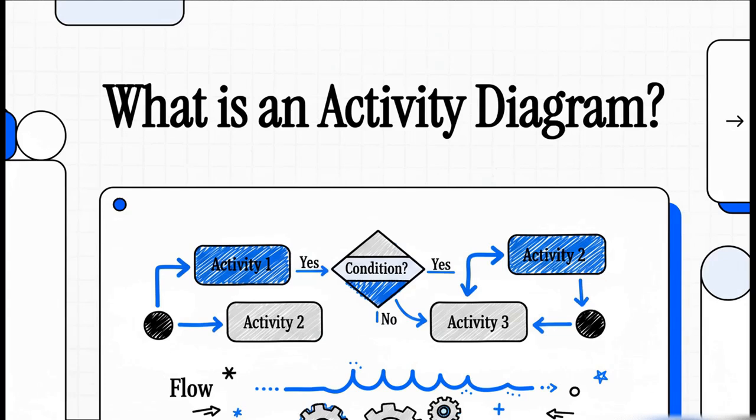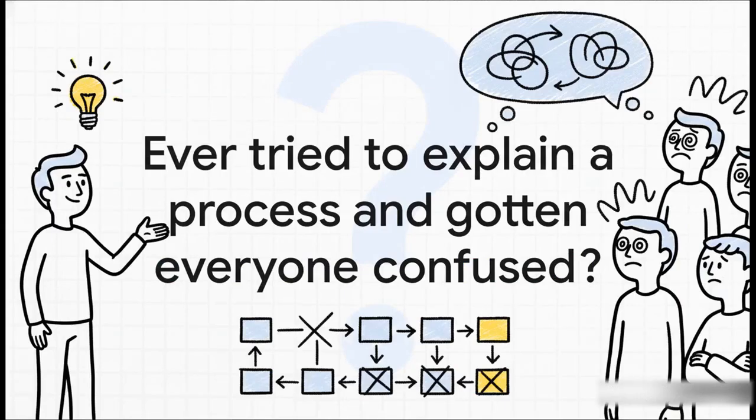All right, today we are going to tackle something super useful for getting a handle on chaos, the activity diagram. I'm telling you, if you have ever been totally lost trying to follow a complex workflow, this is for you. You know exactly what I'm talking about, right? You're trying to explain how something works to a coworker, step by step, but you can just see their eyes start to glaze over. You're losing them.